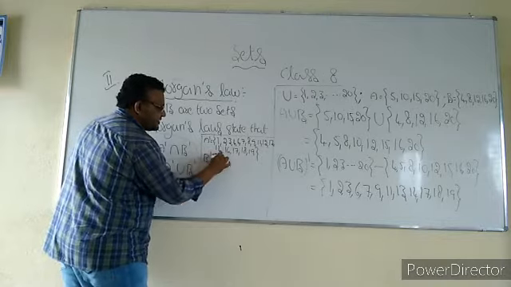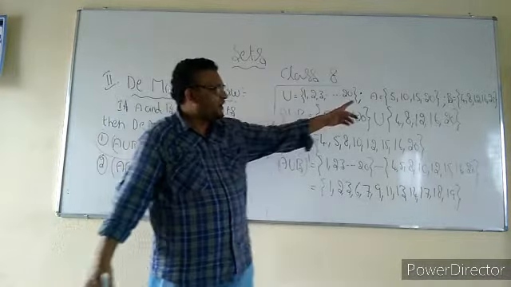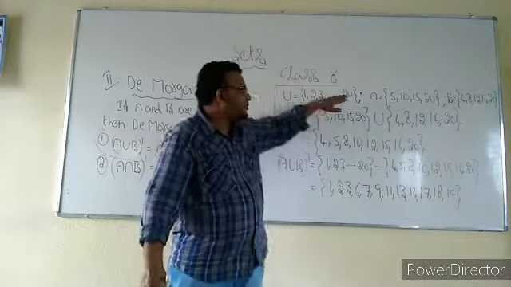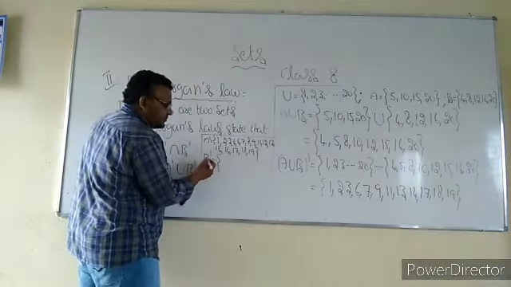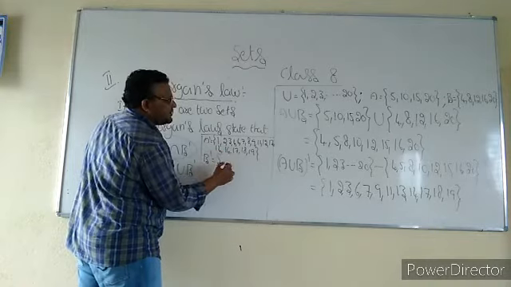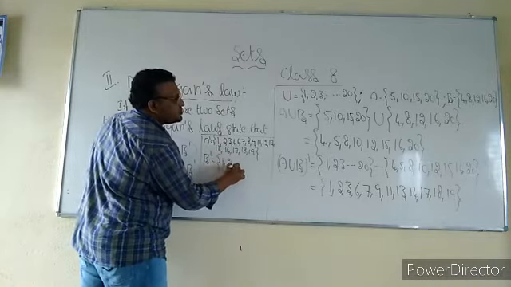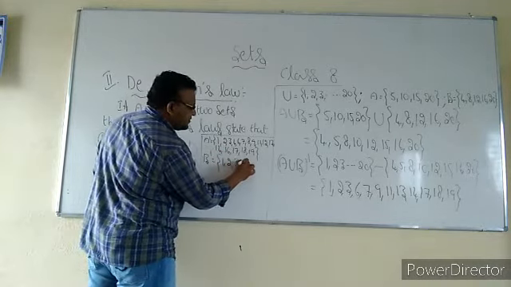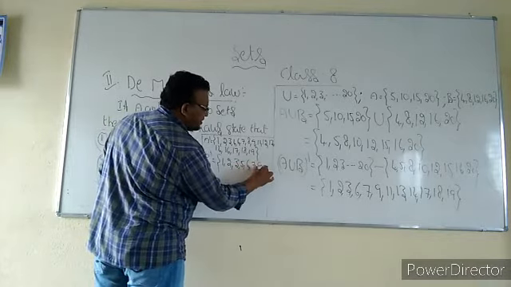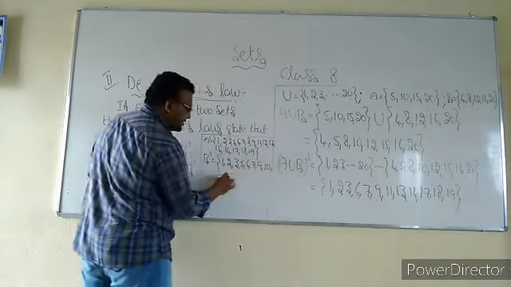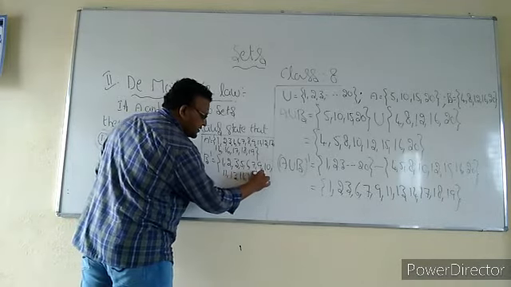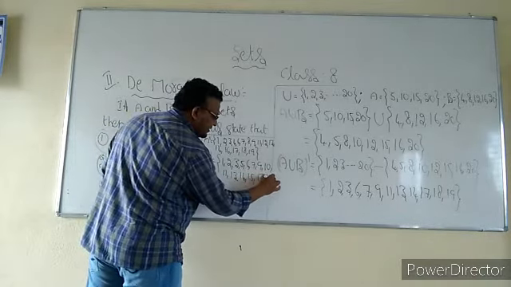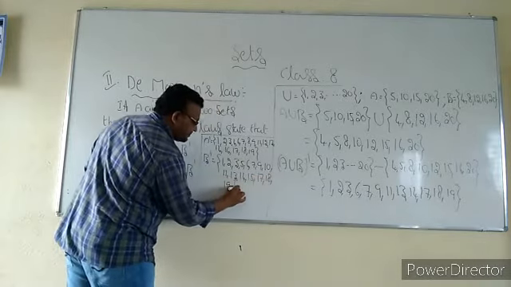So these are all A dash elements. Next, B dash. What are the elements there? 4, 8, 12, 16, 20. Only remove those elements from U. Then the remaining elements will come under B complement. That means 1, 2, 3, 5, 6, 7, 9, 10, 11, 13, 14, 15, 17, 18 and 19.